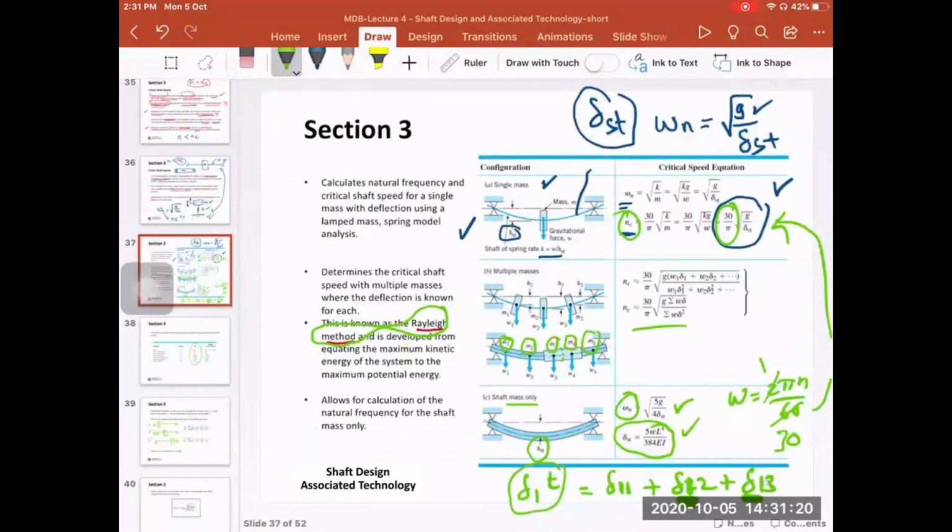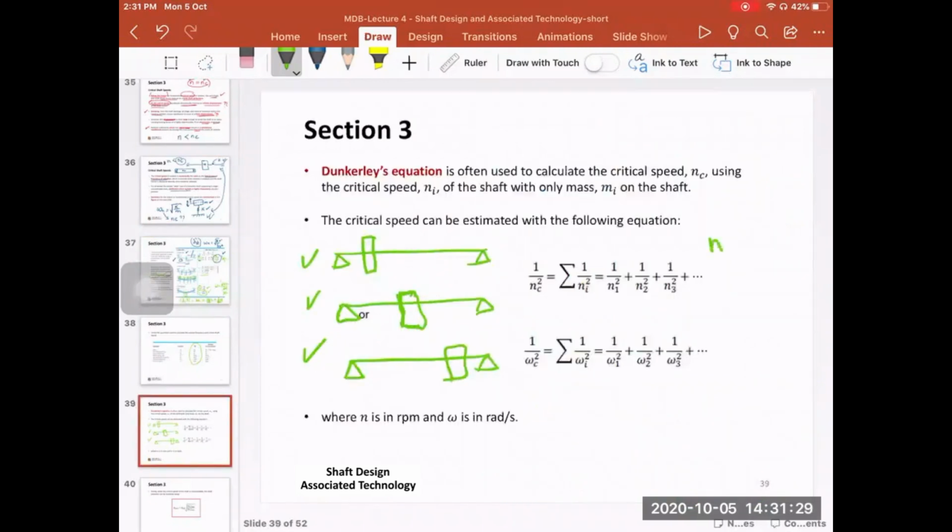So eventually the NC is equal to 30 over pi times root g over delta static, okay? So what I'm trying to say is that delta static is calculated here. So this is delta static 1. Then delta static is calculated here. This is delta static 2. And then delta static 3 is calculated here. And then this means that you have delta static 1, 2, and 3 here. And then consequently, you have N critical 1, 2, and 3 here. So you have three values for N critical.